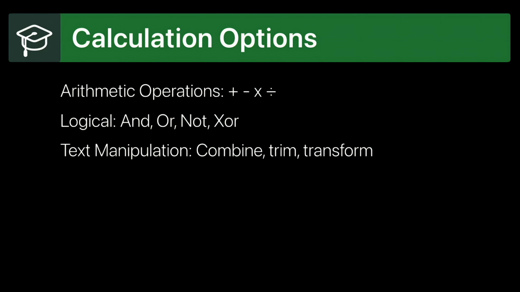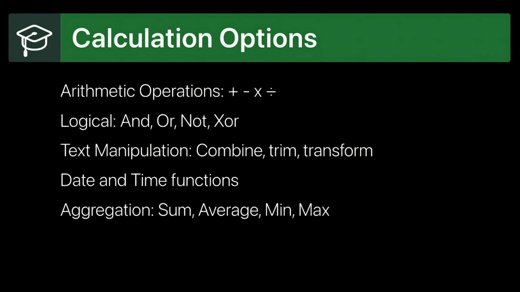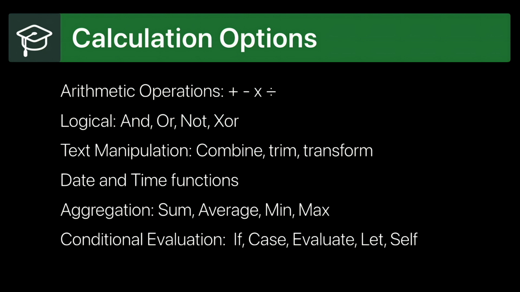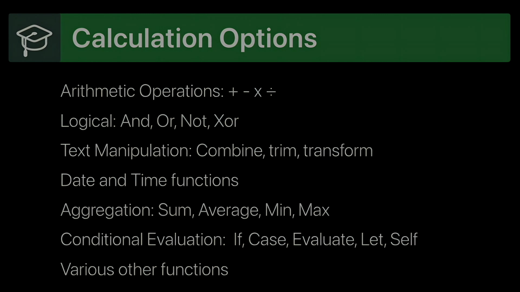Expressions support text manipulation, where you can combine text, trim text, and transform text. There are a number of date and time functions, as well as functions that support aggregation, such as adding a group of records across a relationship or determining what the min and max is. There's support for conditional evaluation, such as using if statements and case statements, a very powerful evaluation function, as well as functions to make working with calculations easier, such as the Let function and the Cell function. There are dozens and dozens of functions, which when combined provide for a powerful landscape to evaluate and return results in a number of ways.